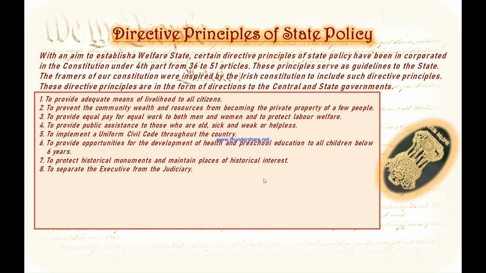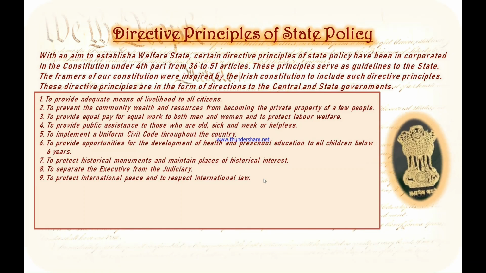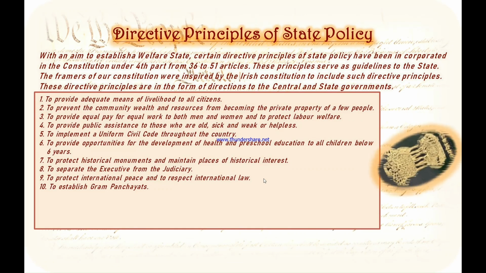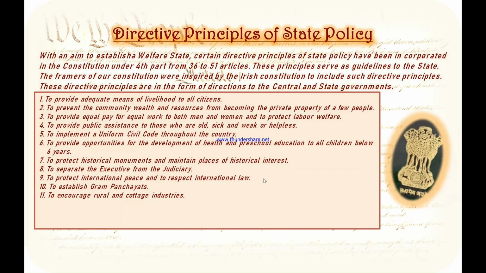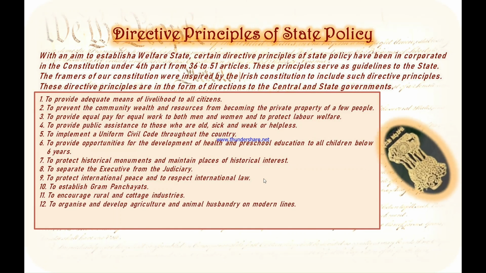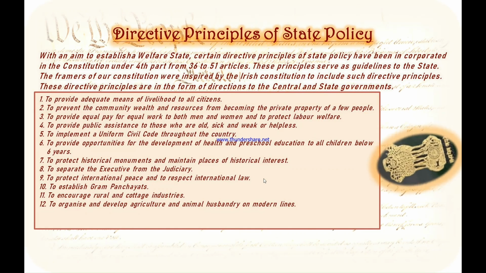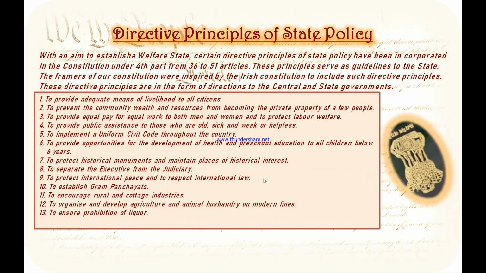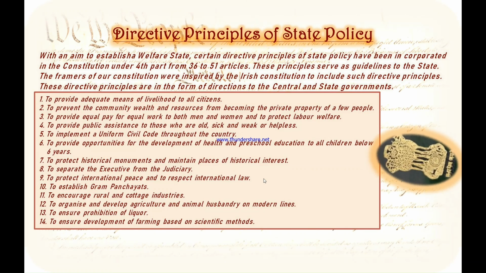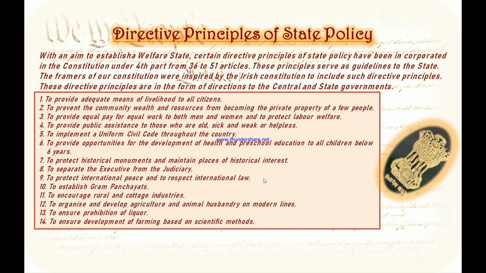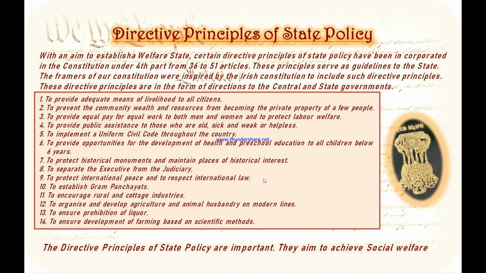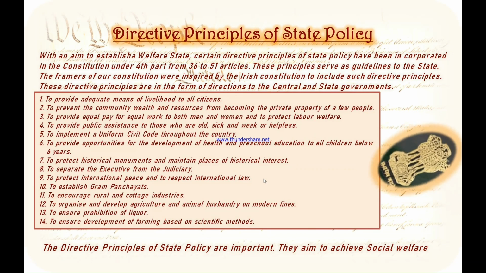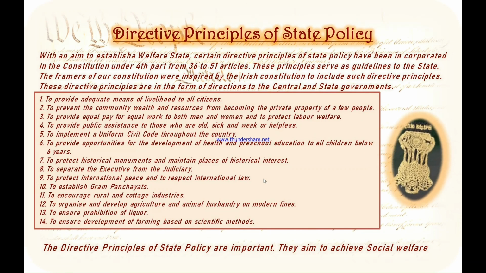to separate the executive from the judiciary, to protect international peace and respect international laws, to establish gram panchayats, to encourage rural and cottage industries, to organize and develop agriculture and animal husbandry on modern lines, to ensure prohibition of liquors, and to ensure development of farming based on scientific methods. The directive principles of state policy are very important. They aim to achieve social welfare.